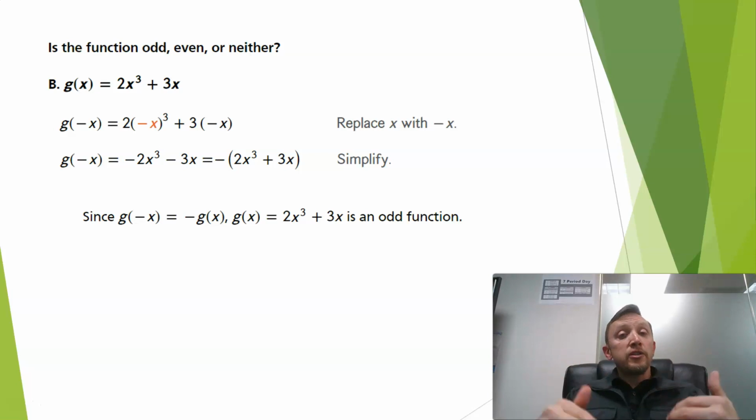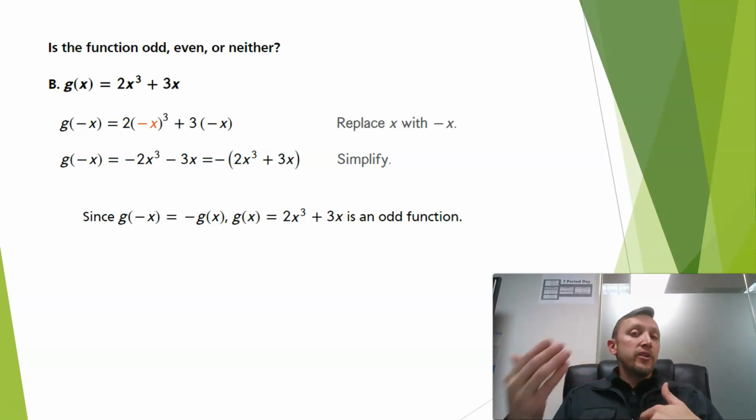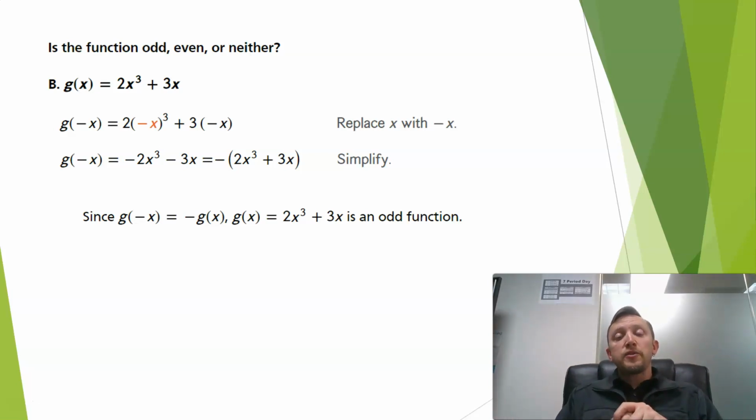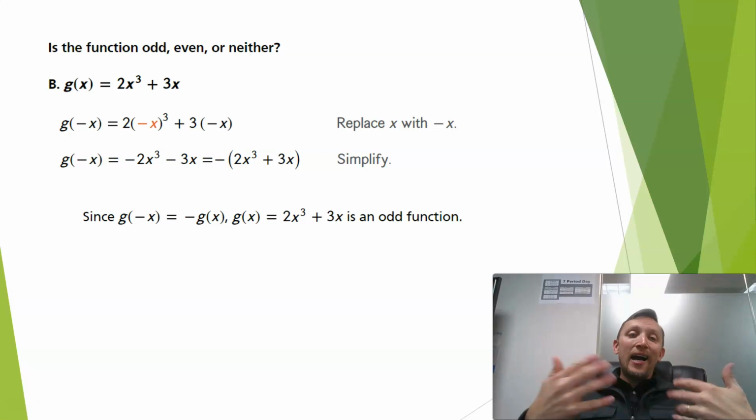Okay, so what we're going to do, though, is like I said in the previous one, we're going to put negative x in there. So every time we see an x, we're going to replace it with negative x and then simplify it. Negative x, when you cube it, becomes negative x cubed. Times 2 is negative 2x cubed. So the first term becomes negative 2x cubed. The second term, 3 times negative x, would become negative 3x. So we end up getting negative 2x cubed minus 3x, which, if you notice, is the opposite of what we had at the beginning.